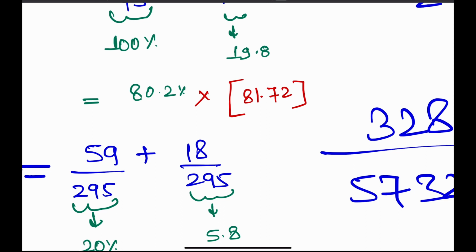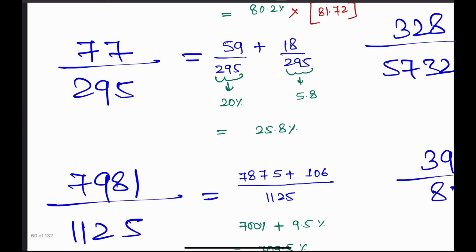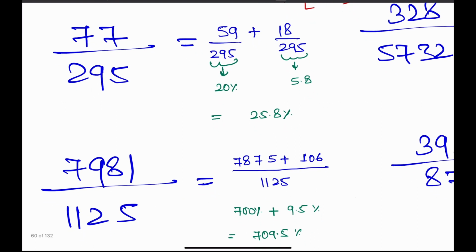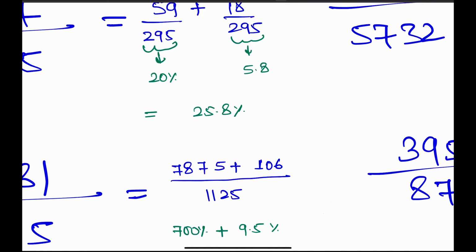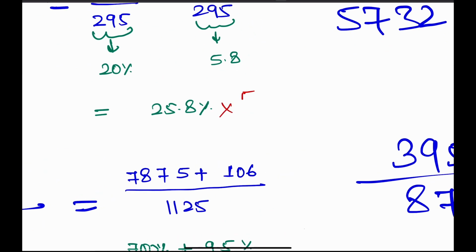Sorry. 77 divided by 295. This one is also wrong. 26.10.